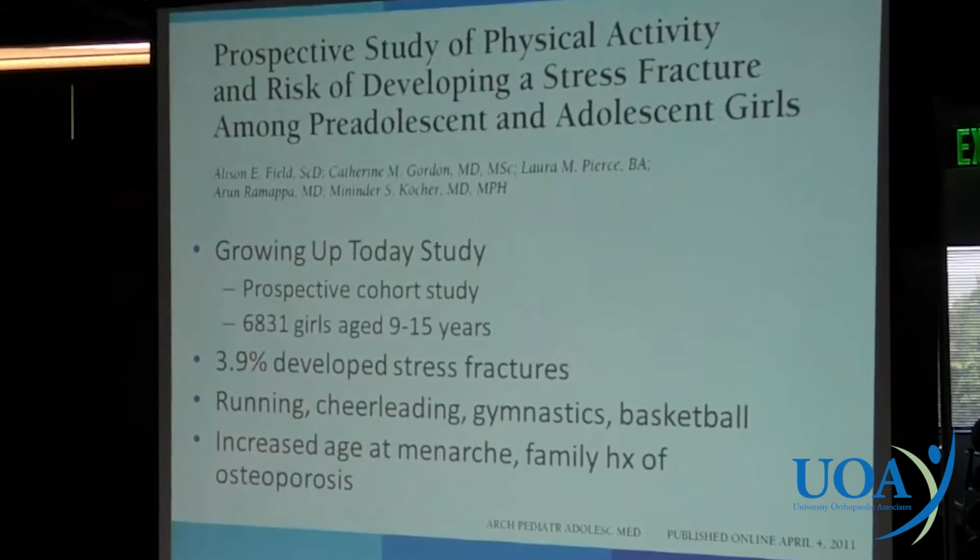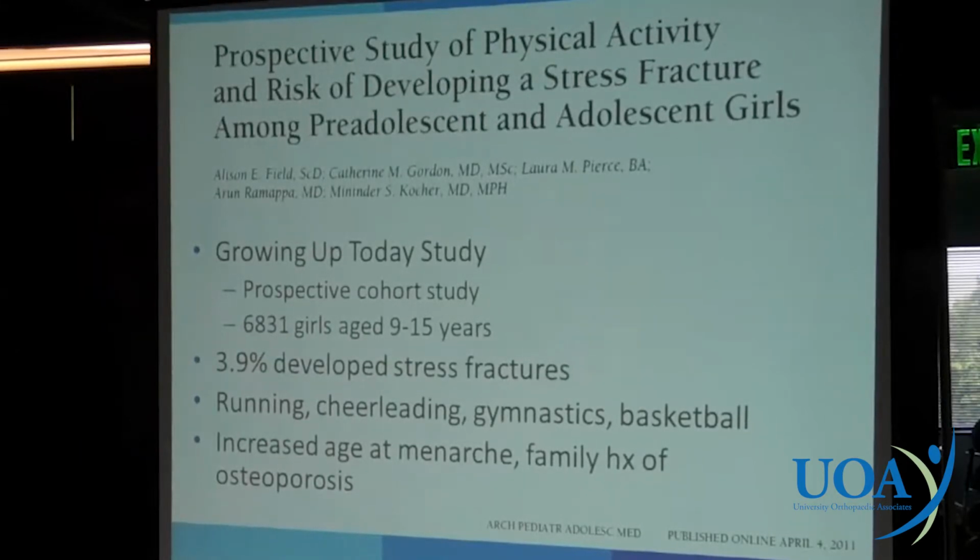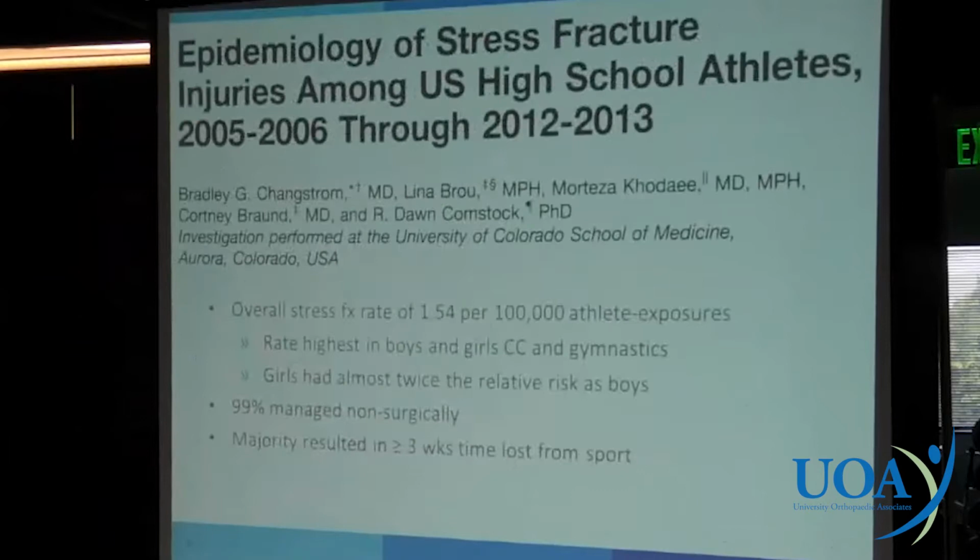Some of the findings they're starting to report, and there'll be even more data coming out, include increased age at menarche and a family history of osteoporosis. So there's probably some indication of an underlying problem with the bone, maybe from a metabolic or a nutritional standpoint. I think all that data will be culled out as time goes on in the future.